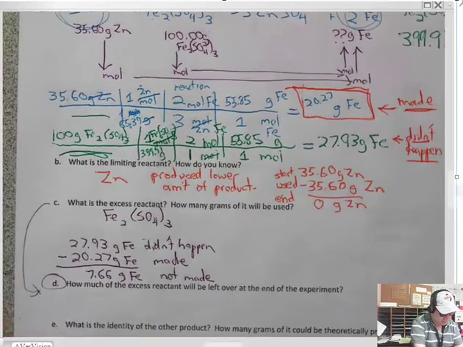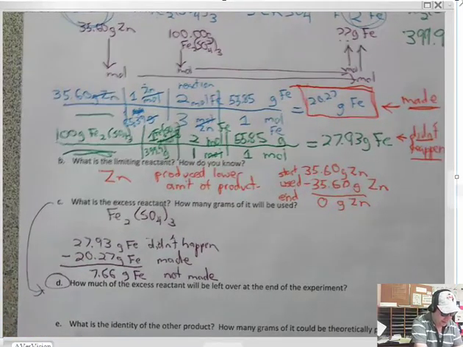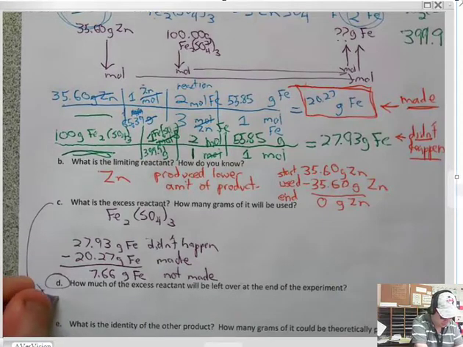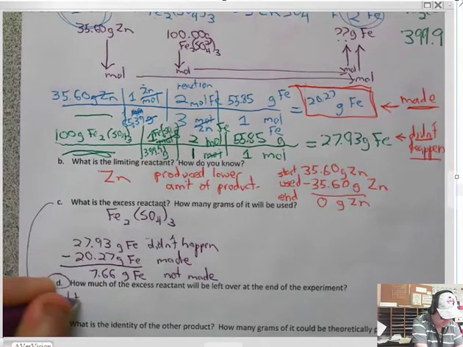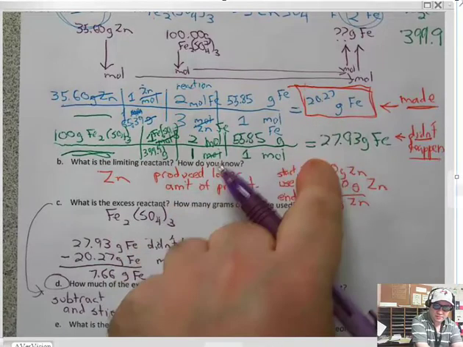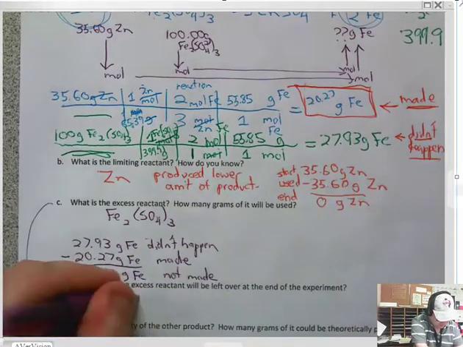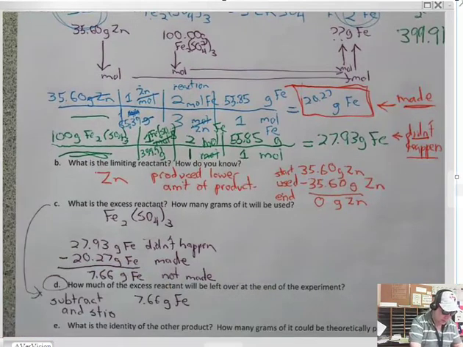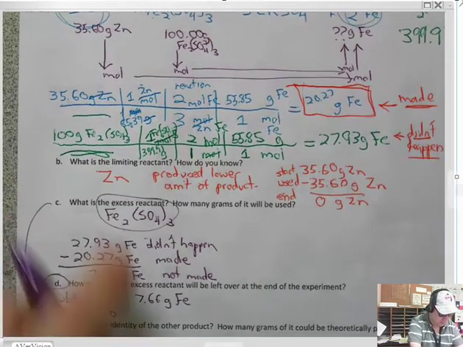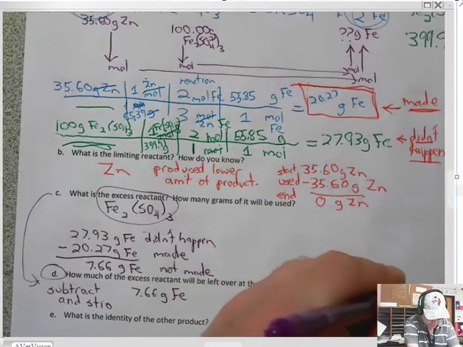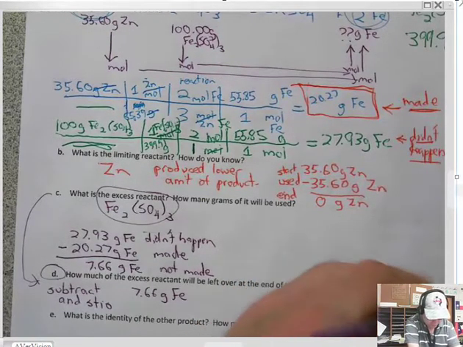So this is what I'm going to do. I'm going to take this number and stoic this back to the iron sulfate. So for step D here, this is what I call a subtract and stoic. You subtract your amounts of products here. 7.66 grams of iron is what I ended up with, and we are going to stoic back to the grams of iron sulfate.